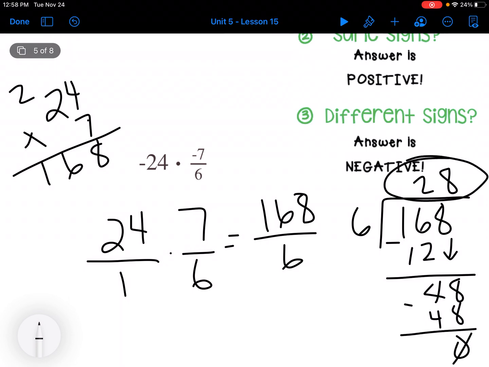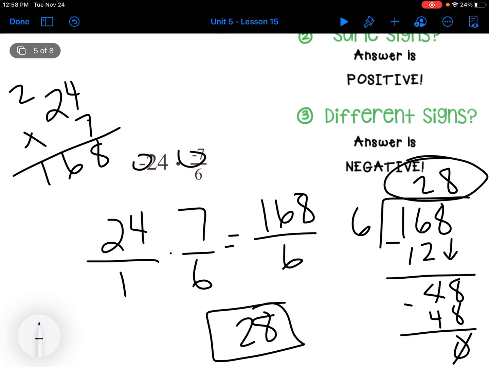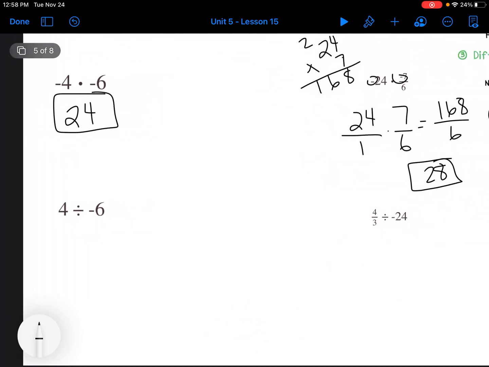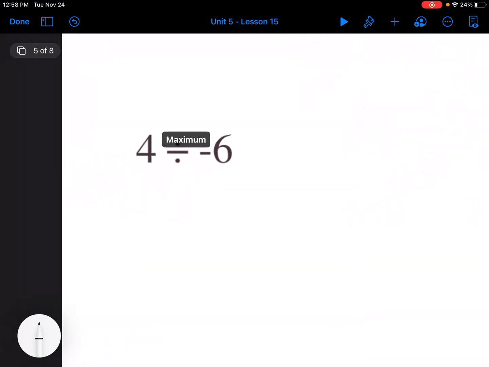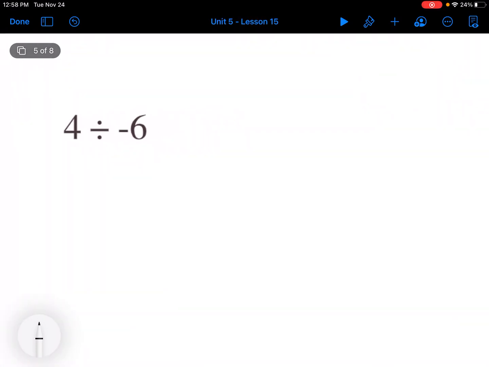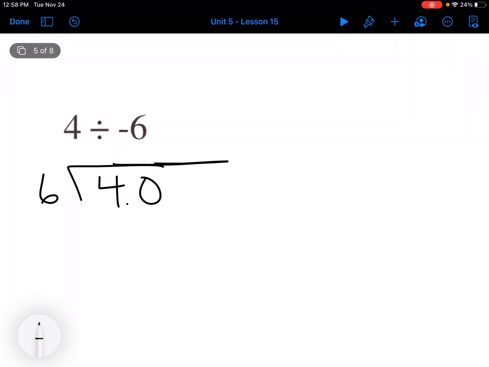Okay, so I have 28, and both of them are negative, so 28 is going to be a positive answer, because when the signs are the same, the answer is positive. So now this one says 4 divided by negative 6. That means 4 divided by 6. So I'm going to have to add a decimal and a 0.